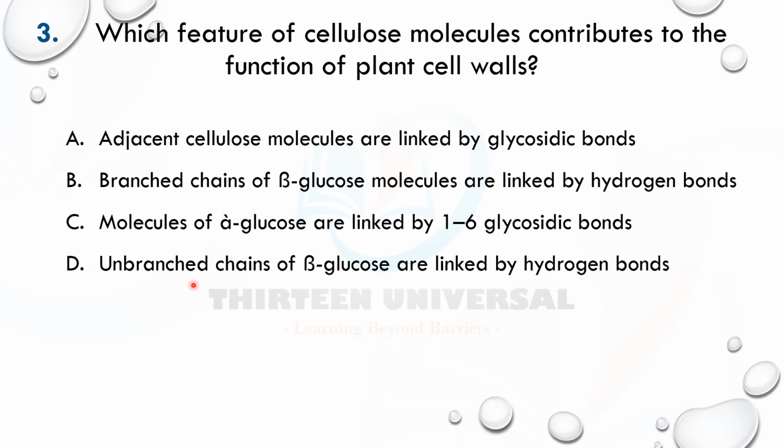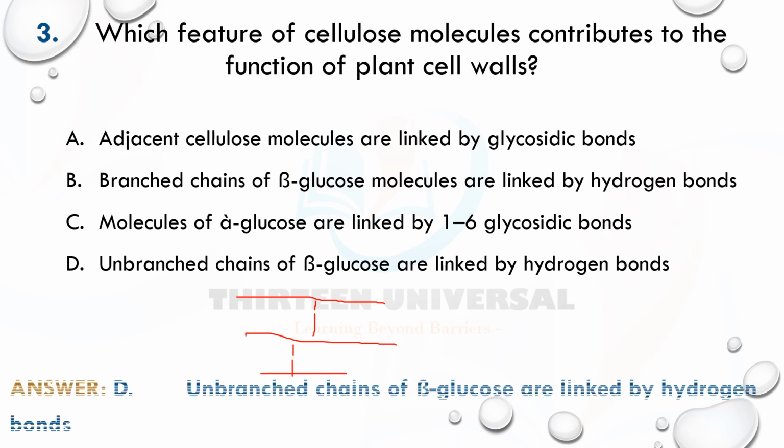Unbranched chains of beta glucose are linked by hydrogen bond. So if this is a chain of beta glucose, like a line, and this is another chain, and that's another chain, they are linked together by hydrogen bonds. This hydrogen bonding between the cellulose molecules gives them high tensile strength. That high tensile strength is why they are able to provide support and strength to cell walls. So the answer is D.